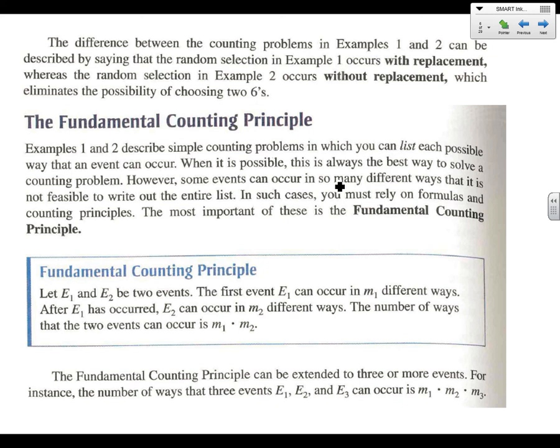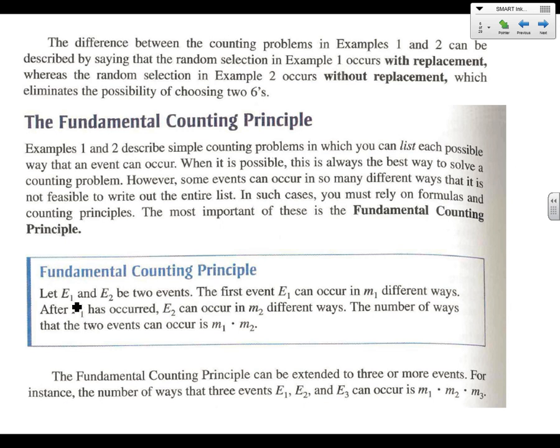However, some events can occur in so many different ways that it is not feasible to write out the entire list. And these are the problems we're going to deal with a lot. If we have 700 different ways something can happen, we're not going to write out all 700 ways. We have to rely on some formulas and counting principles, starting with the fundamental counting principle.